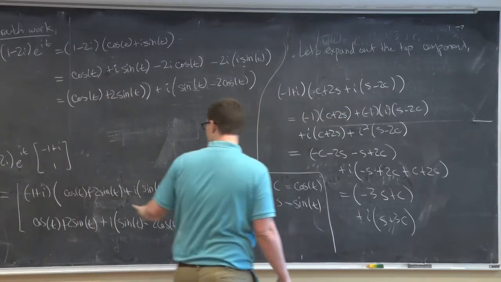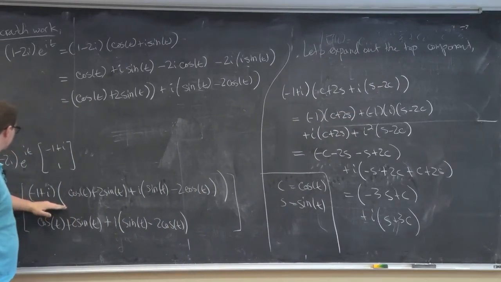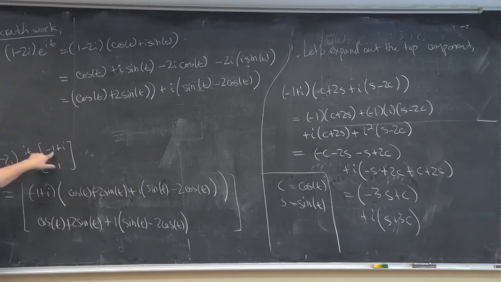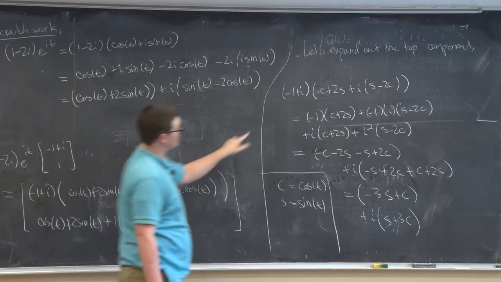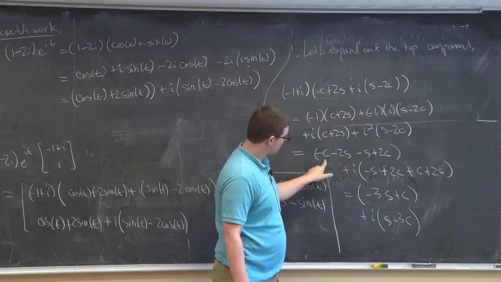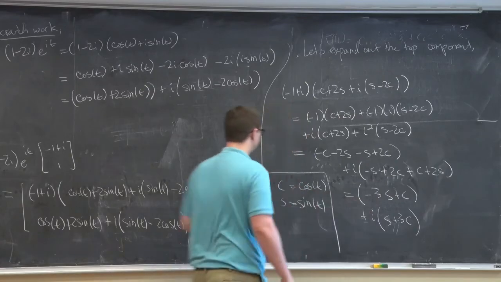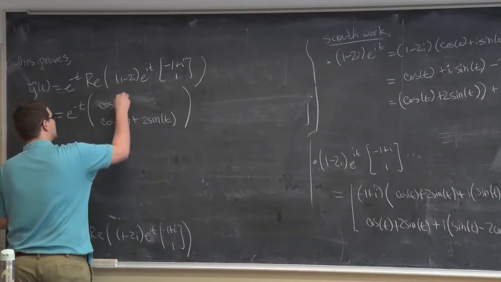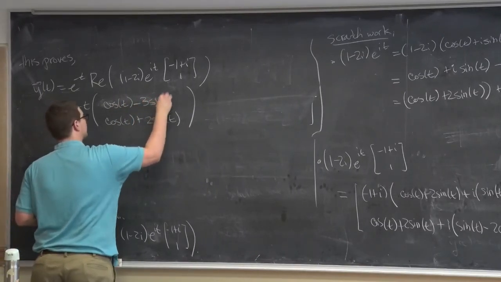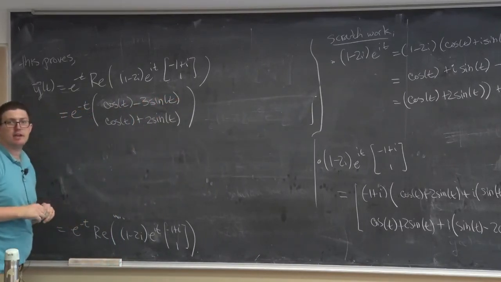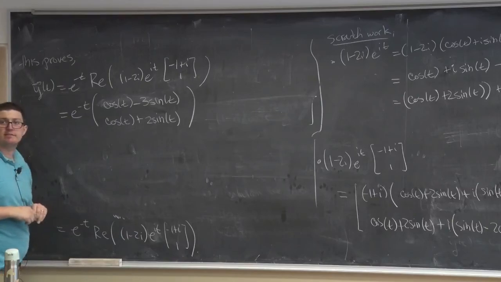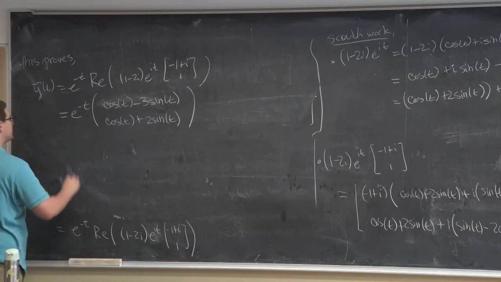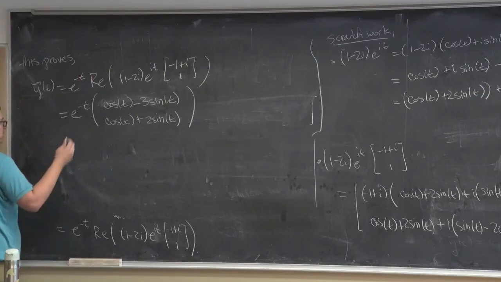What we did is we had this term here, which we computed out, and now we have to multiply it times this one. That's what this is. And we just get this term here, which is cosine t minus 3 sine t. And so this is how we got that. So this is our answer.